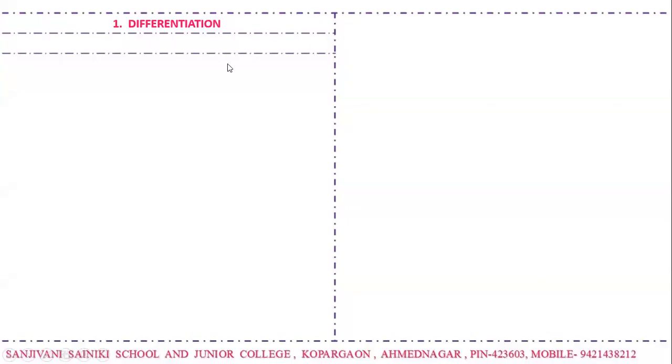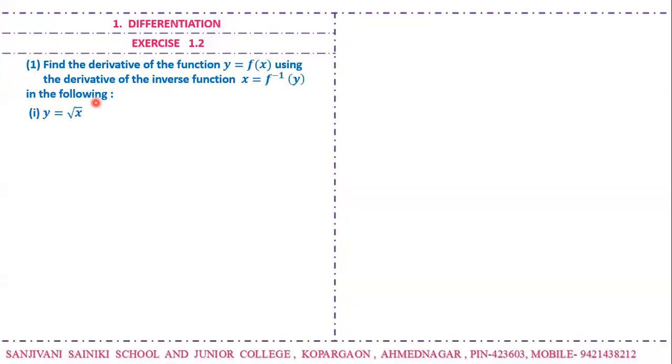Let us start the chapter differentiation. In exercise 1.2, this is the first lecture on exercise 1.2. The first example is: find the derivative of the function y is equal to f of x using the derivative of the inverse function x is equal to f inverse of y in the following.